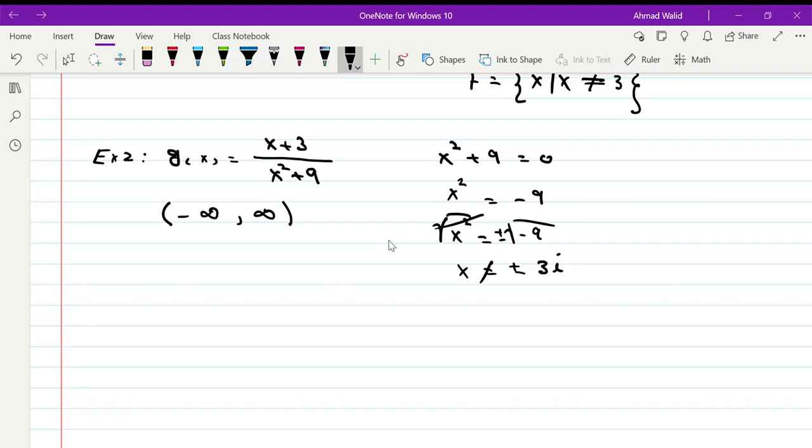There are a lot of examples in your book, rational functions, that you can find the domain of those functions.